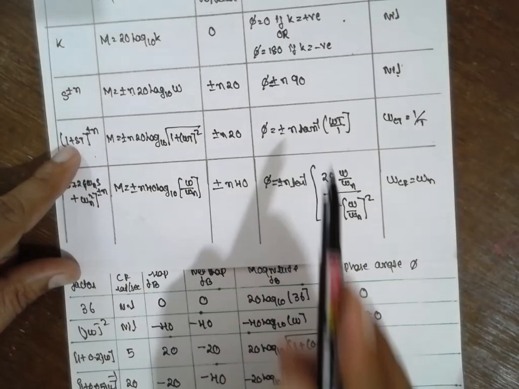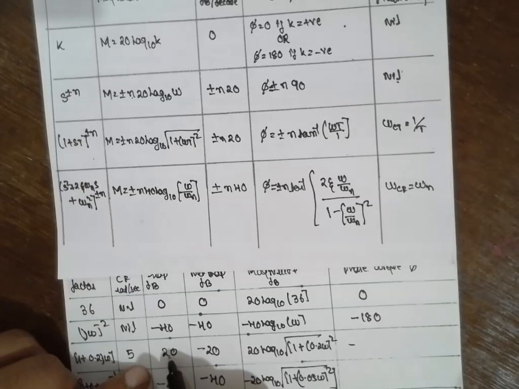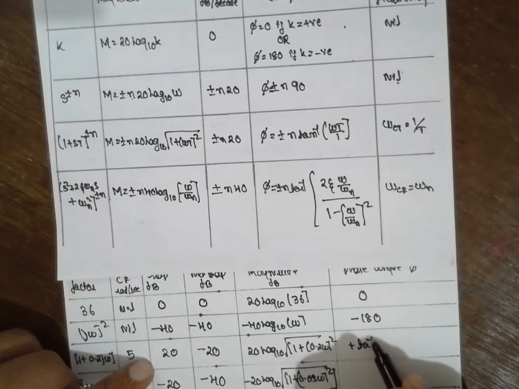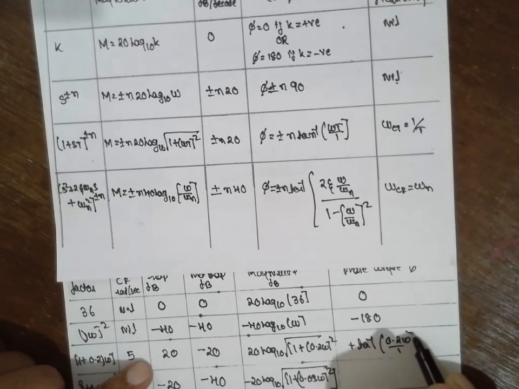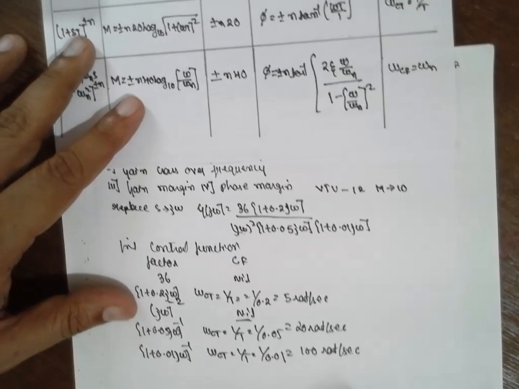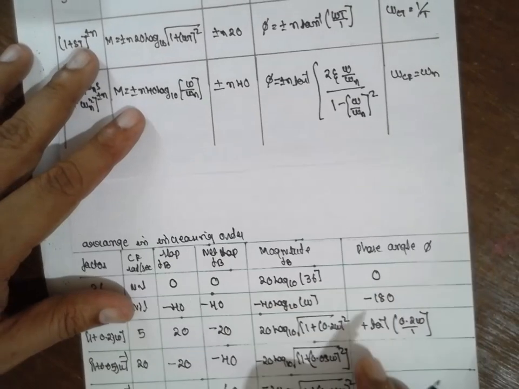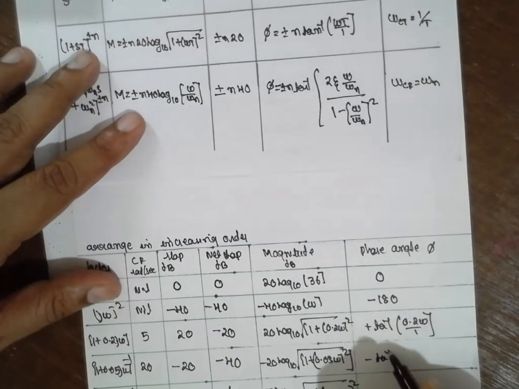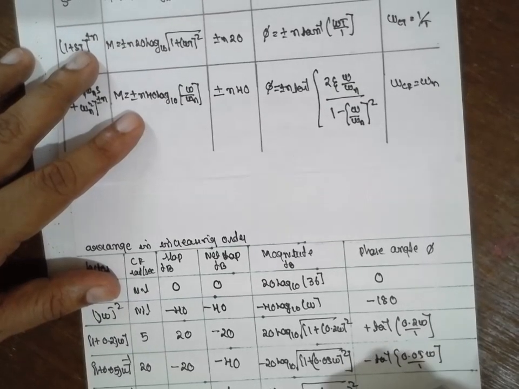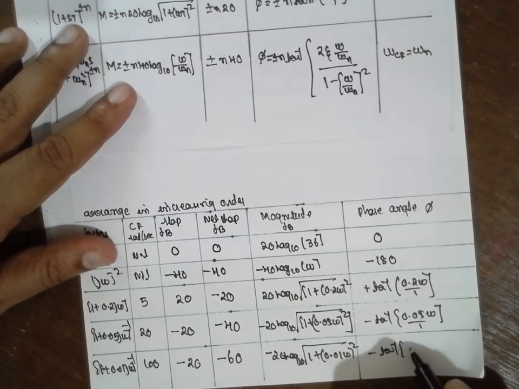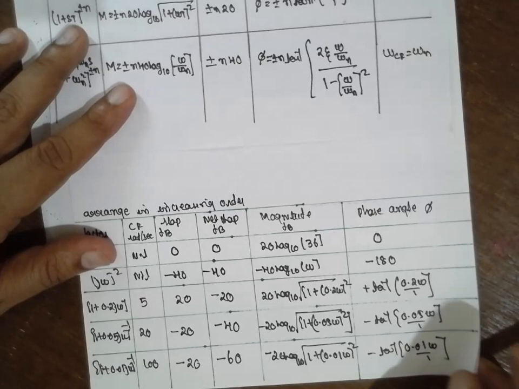Next, for this term, tan inverse 0.2 omega divided by 1 becomes positive. Why is it positive? Because it lies above here. If it is at the bottom, then you have to take a negative sign. Next is negative: minus tan inverse 0.05 omega by 1. Next, minus tan inverse 0.01 omega by 1.